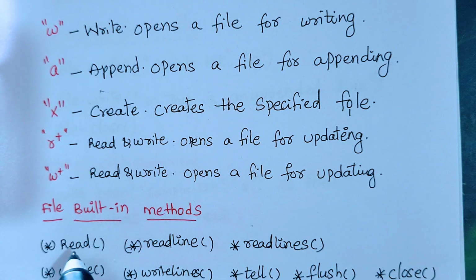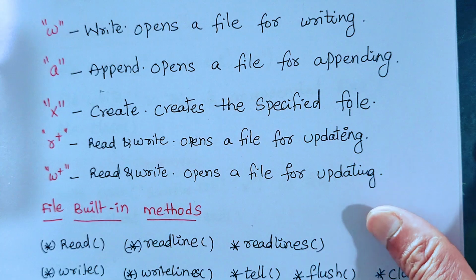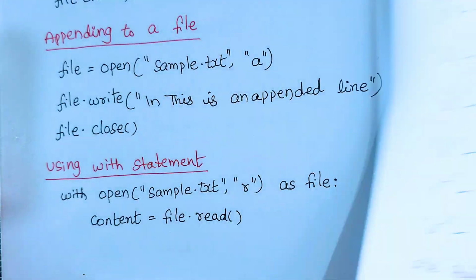Write is used to write to a file, writing the lines. Then there is tell, flush and close. Tell is used to get the specific position in the file. Flush is used to clear the contents of a file. So these are different built-in file methods. We'll discuss more on these files.